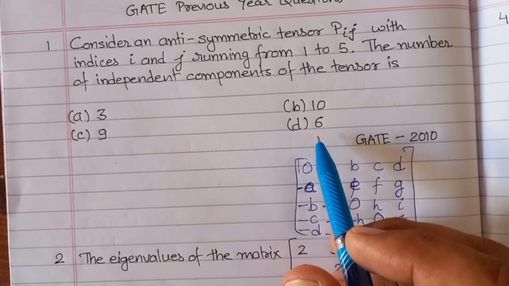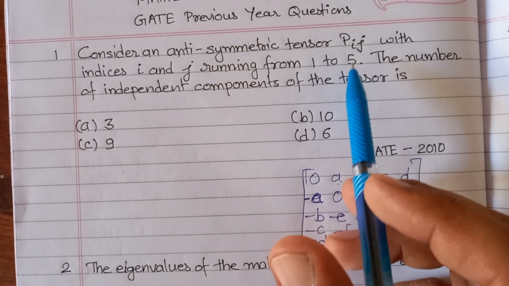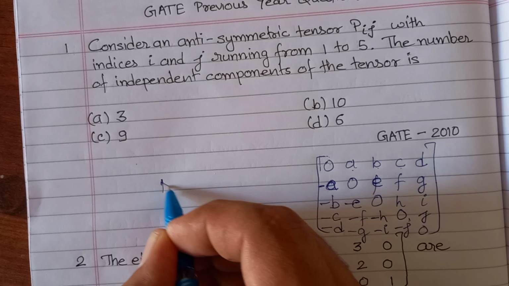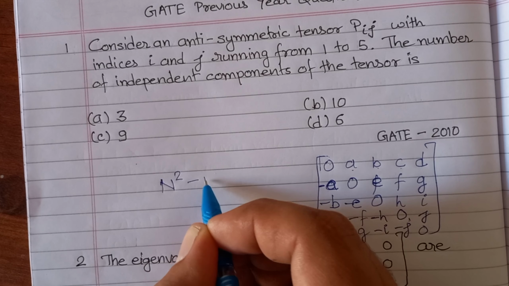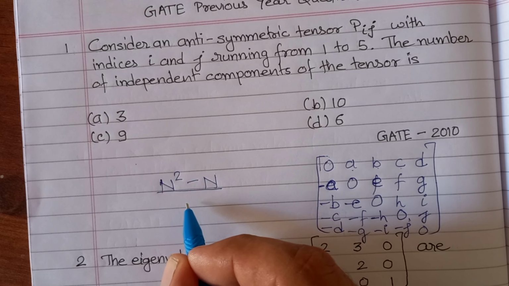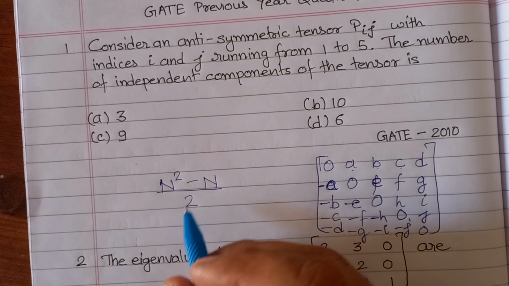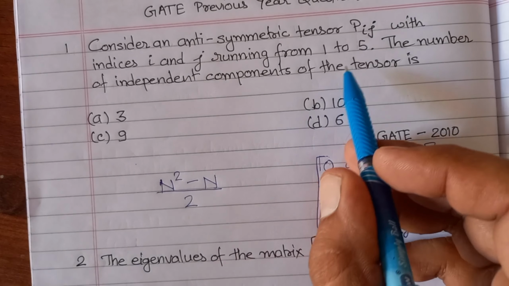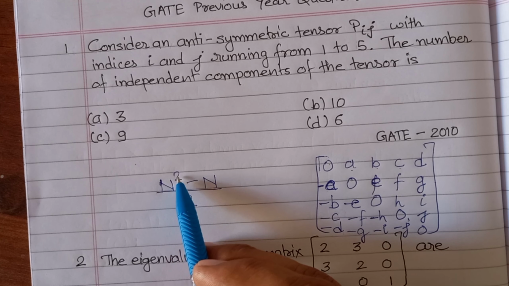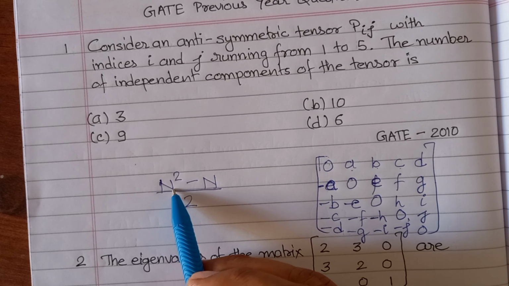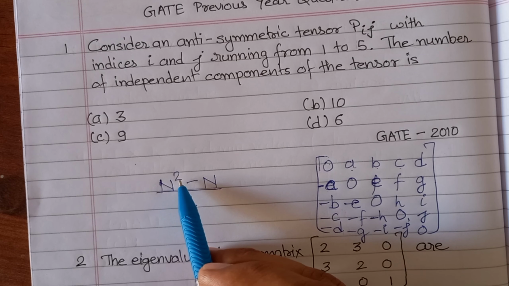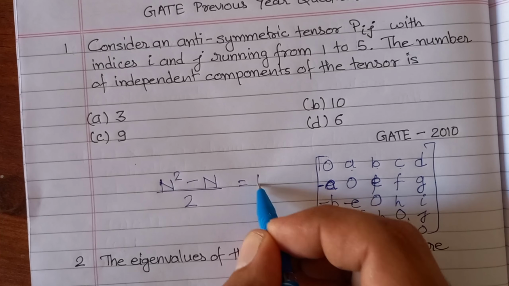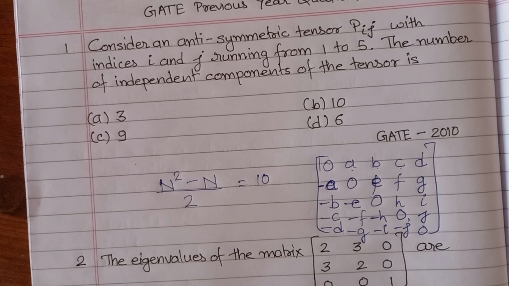So the number of independent elements of this tensor is 10, and there is also a direct formula. You can square the order and subtract it from itself and then divide it by 2. So this also gives the number of independent components. Here we have order 5, so we can write 5 in the place of n. So it is 5 square 25 minus 5, 20 divided by 2, it is 10. So there are 10 independent elements of this tensor.